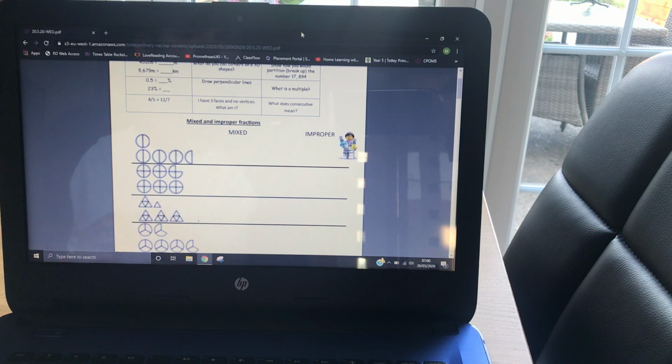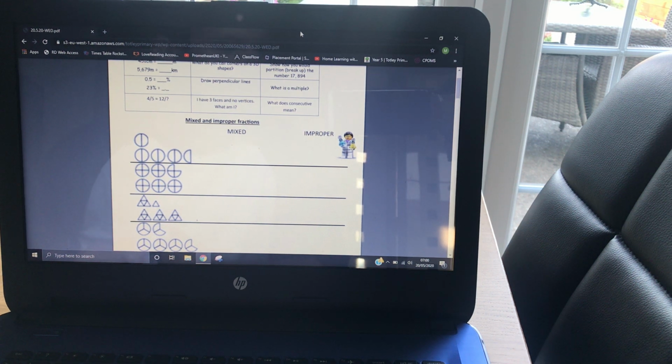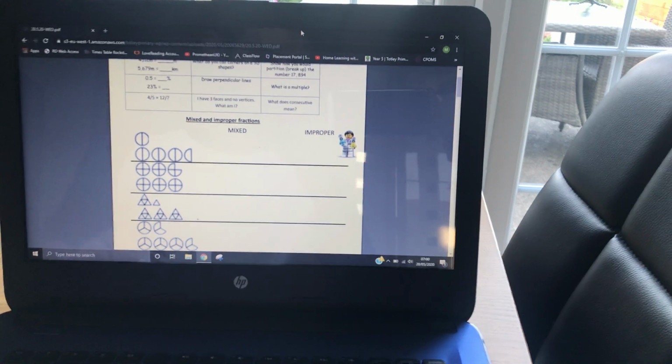Good morning, Year 5s. It is your maths on Wednesday, and Wednesday is going to be glorious, apparently. So let's get cracking and we can enjoy the weather today.